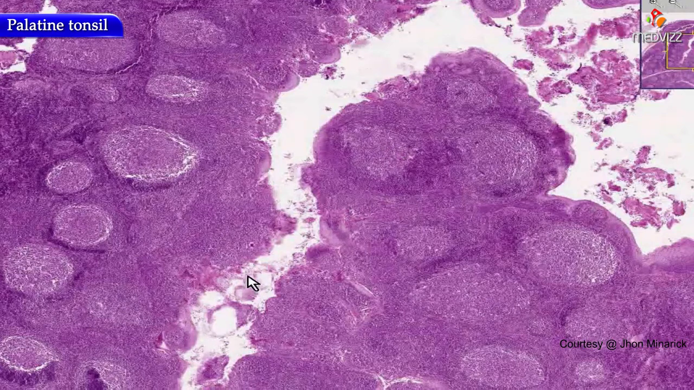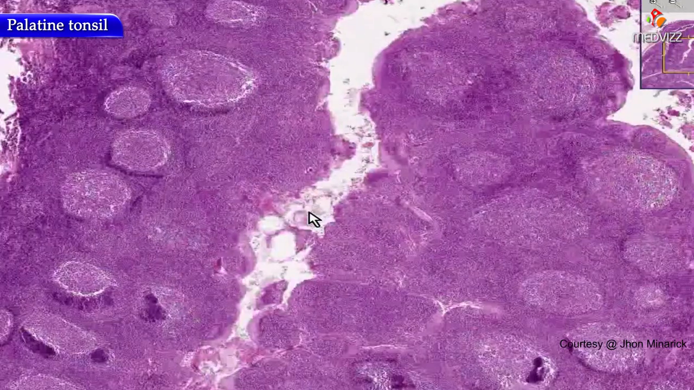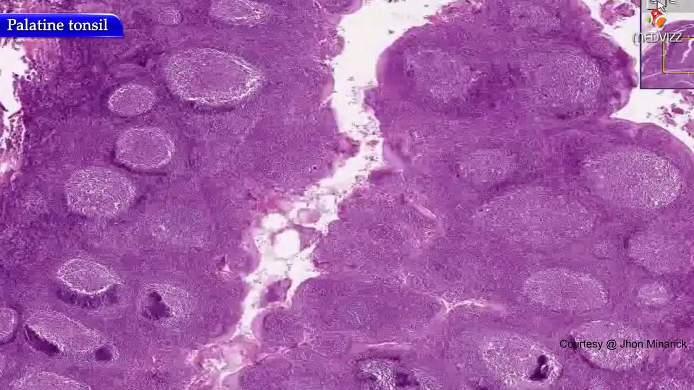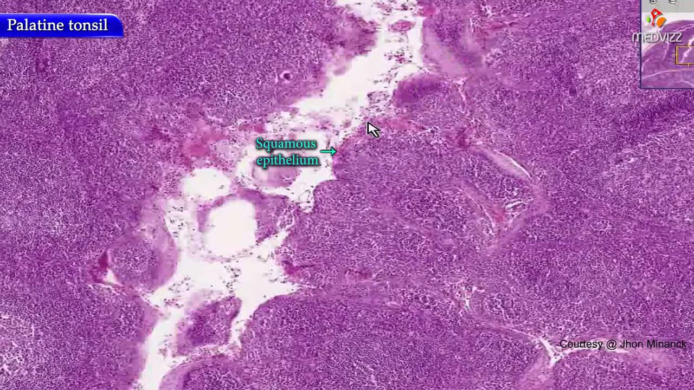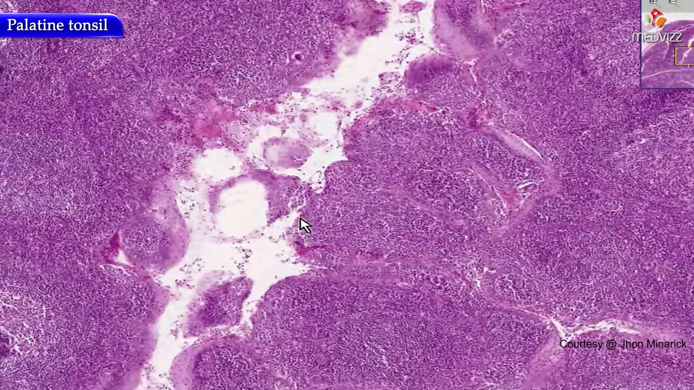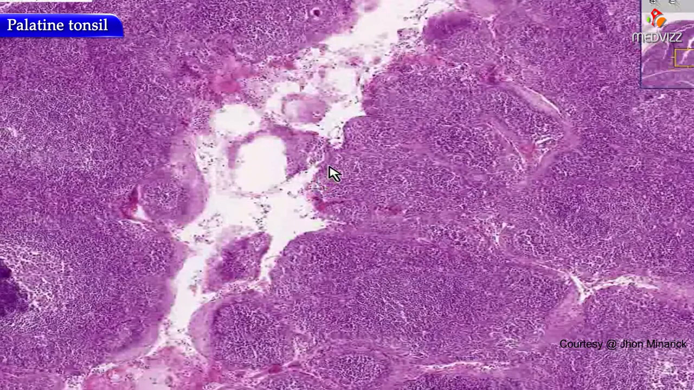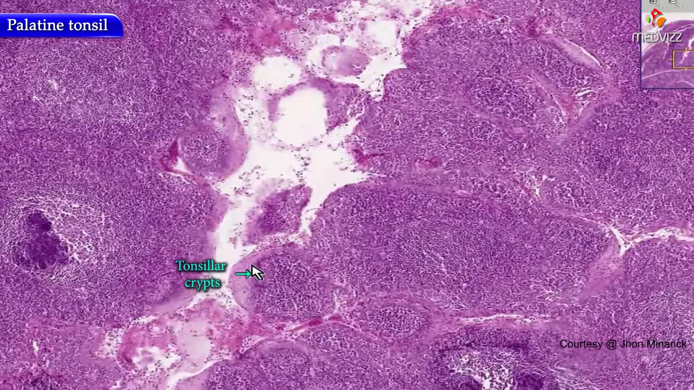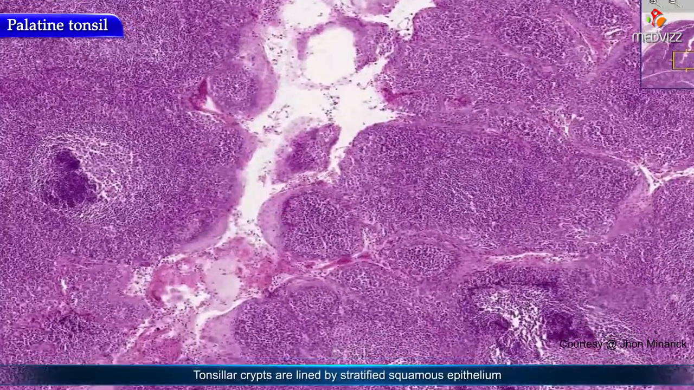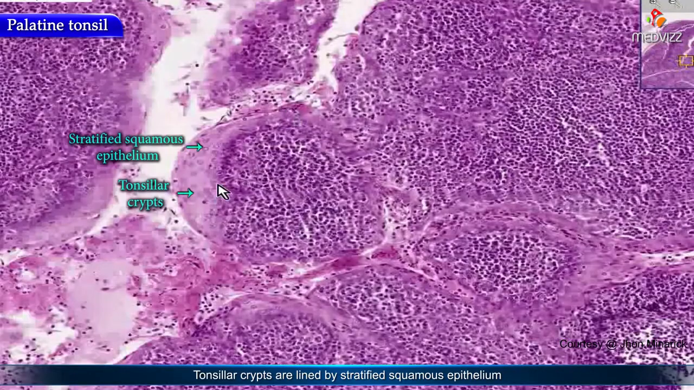But in palatine tonsils, you have the additional differentiation of having squamous epithelium form little clefts or crypts, C-R-Y-P-T-S, between these groups of lymphoid tissue. And these are called your tonsillar crypts. And the tonsillar crypts are lined by stratified squamous epithelium like you see here, and they can even extend deep within the lymphoid tissue.